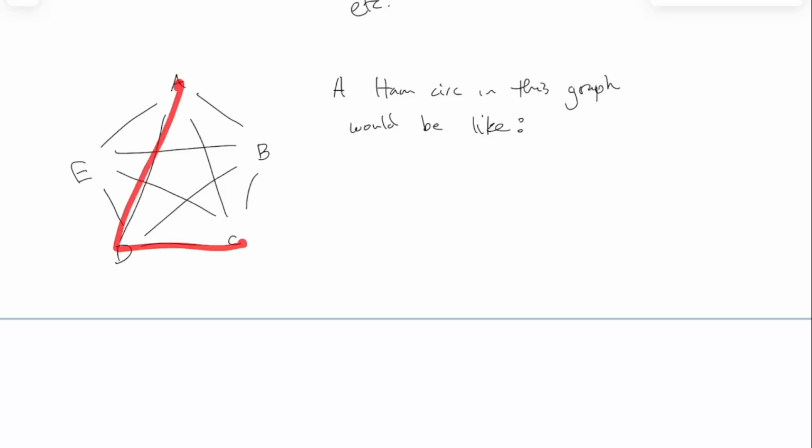So a Hamilton circuit in this graph would be like, remember what a Hamilton circuit is? It's a circuit, so it starts and ends at the same point, but it goes around the graph and touches every vertex once. So for example, I'm going to draw a Hamilton circuit. It could do something like that one. That is a Hamilton circuit because it touches every vertex once and comes back where it starts.